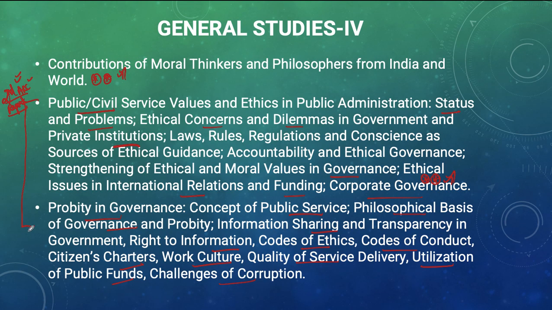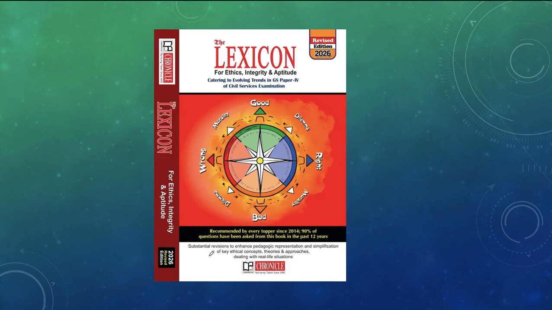I will be telling you the sources. You can manage this out of your time management at that time, students. Let's now focus on some of the important topics here. You need to focus on code of ethics, code of conduct, citizen charters, work culture, and then challenges of corruption. All these are very important topics where you should have effective notes, diagrams, and examples also.